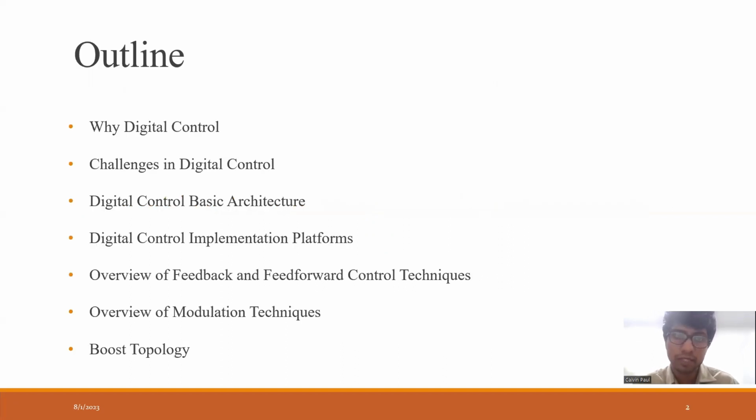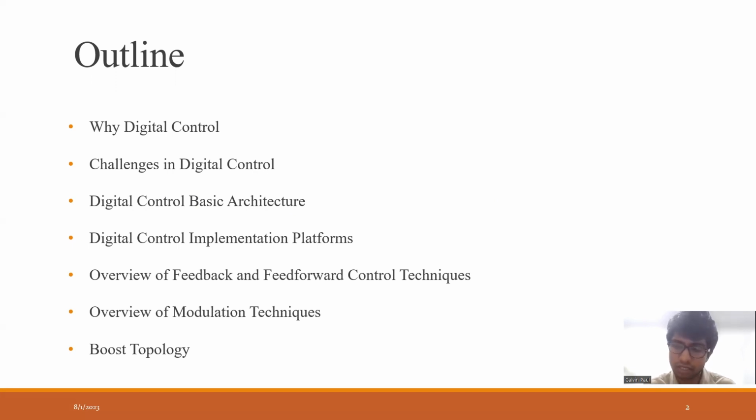Today, this is the outline of the content which I'll be teaching and sharing from. It consists of why digital control. I will be teaching why we are shifting, why there's a trend to go to digital control. And then further, what are the challenges in digital control? When we go for digital control, we will face some problems or issues which we need to overcome. So those challenges I will stress upon.